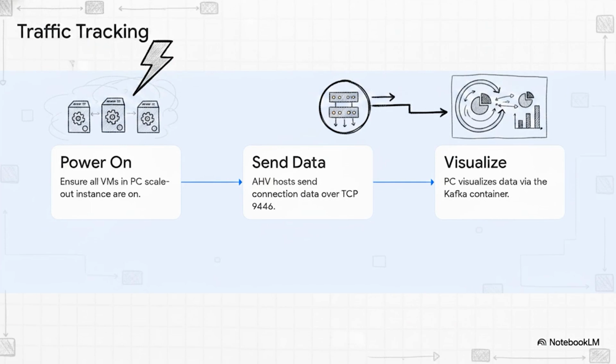Let's look at a concrete example of how this traffic visualization is maintained behind the scenes. If an exam scenario asks about this process, remember this flow. First, if you're running a Prism Central scale-out instance, meaning you have multiple VMs making up your PC environment, every single one of those VMs must be powered on. Not just the primary node, all of them. Second, as we know, the AHV hosts fire off their tracking data exclusively over TCP 9446. And finally, Prism Central grabs that data and visualizes it for you using a specific Kafka container.